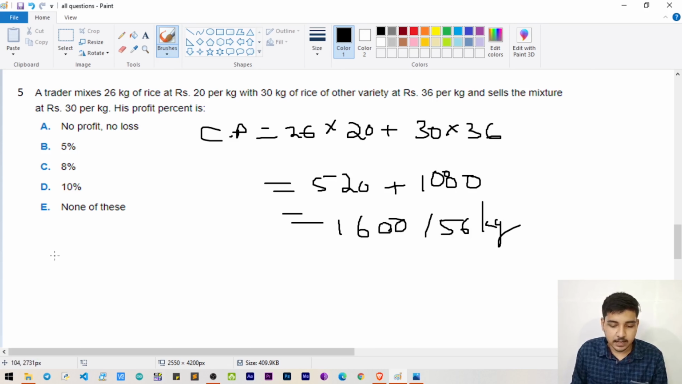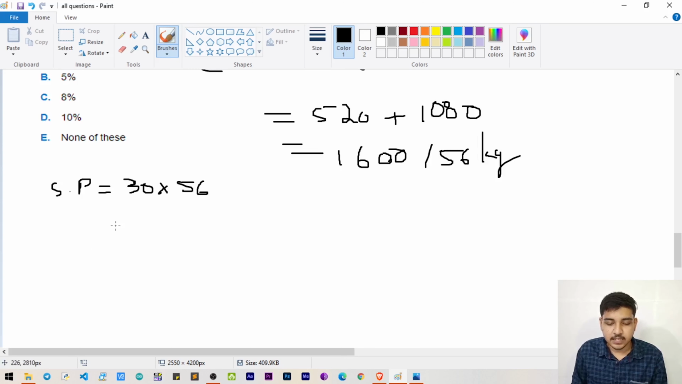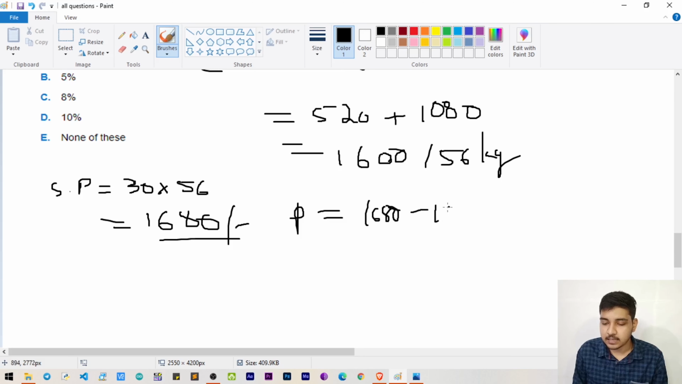So we need to find the selling price, right? So selling price is 30 rupees per kg into 56. So 3 times 56 is 150 plus 18, so 168. So he is selling the entire quantity at 1680 rupees. So the profit is SP minus CP, right? So 1680 minus 1600 is 80 rupees.